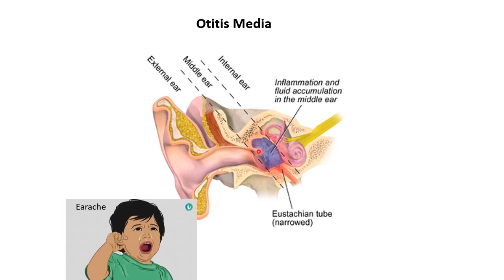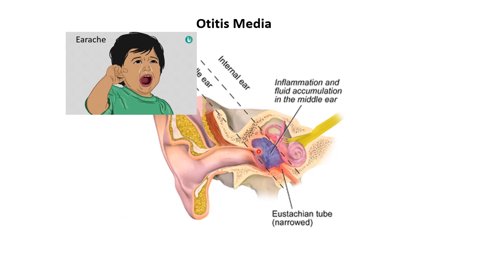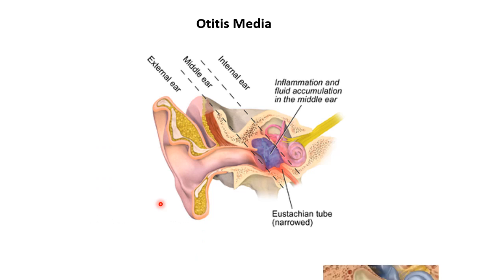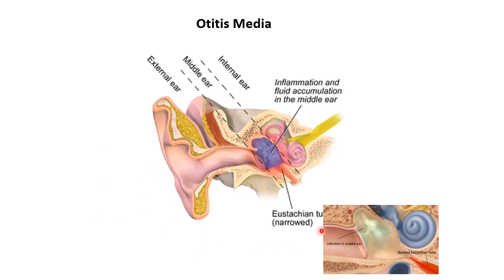So the symptoms of otitis media include earache and bulging of the tympanic membrane. You can see how it's bulging out here. It's no longer the healthy looking tympanic membrane, and there is obstruction, a blocked eustachian tube, which is adding to the problems.